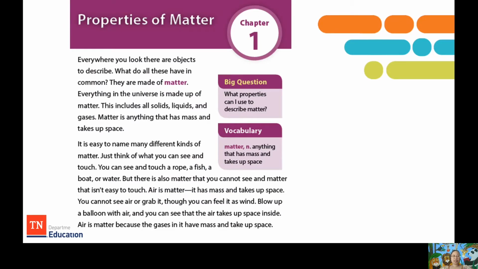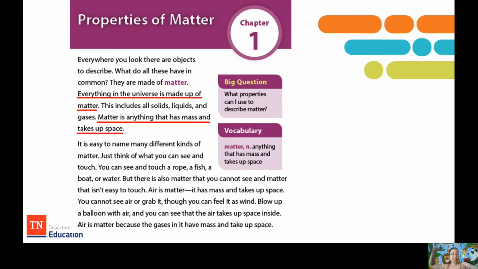Everywhere you look, there are objects to describe. What do all of these have in common? They are made of matter. Everything in the universe is made up of matter. This includes all solids, liquids, and gases. Matter is anything that has mass and takes up space. Wow, that's a pretty important thing, that everything in the universe is made up of matter. And then here's a definition: matter is anything that takes up space and has mass.